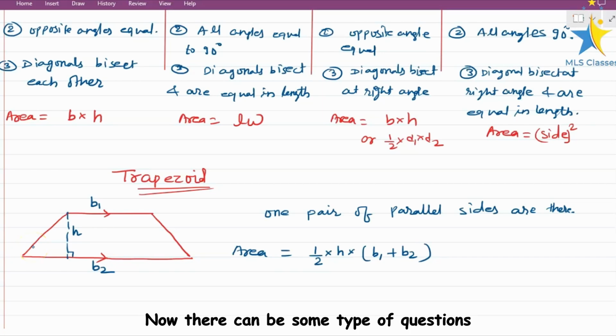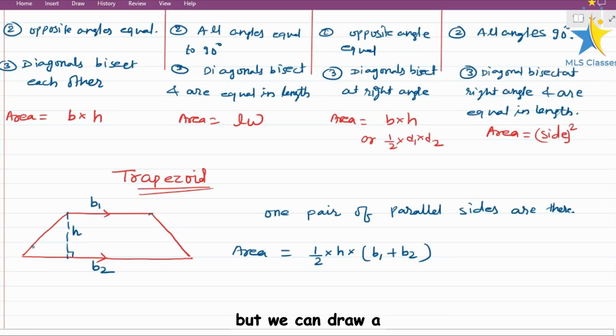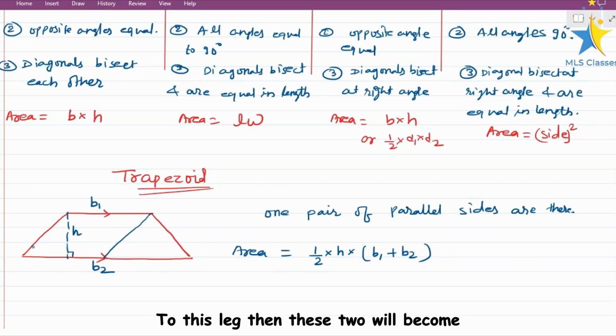Now there can be some types of questions where you will have to do some constructions. Here we can do a construction: we have one pair of parallel sides, but we can draw a line parallel to this leg. Then these two will become parallel and this will become a parallelogram.